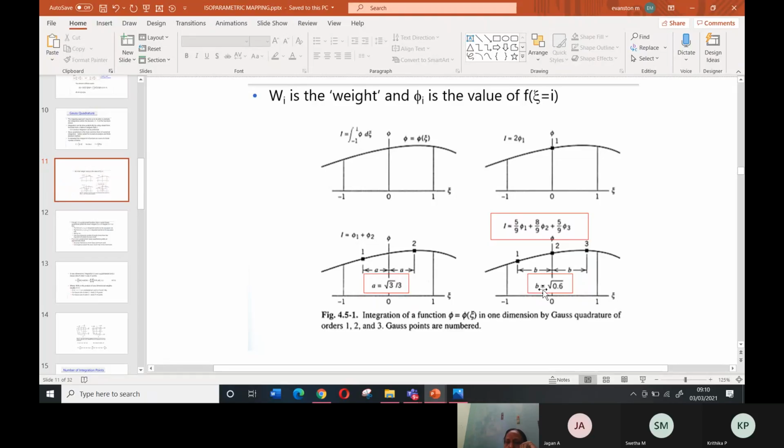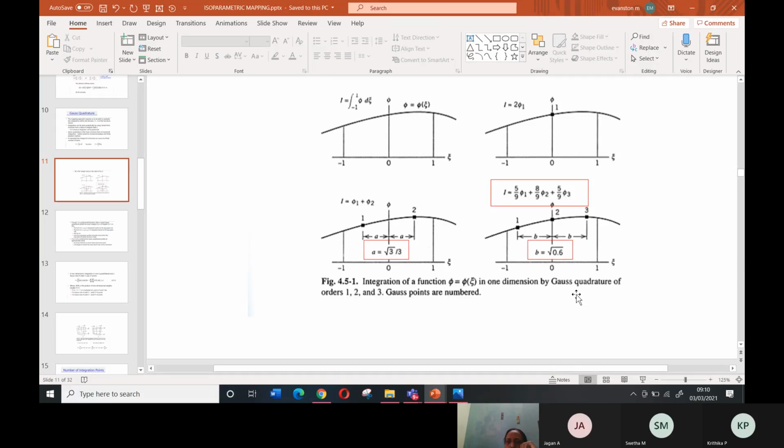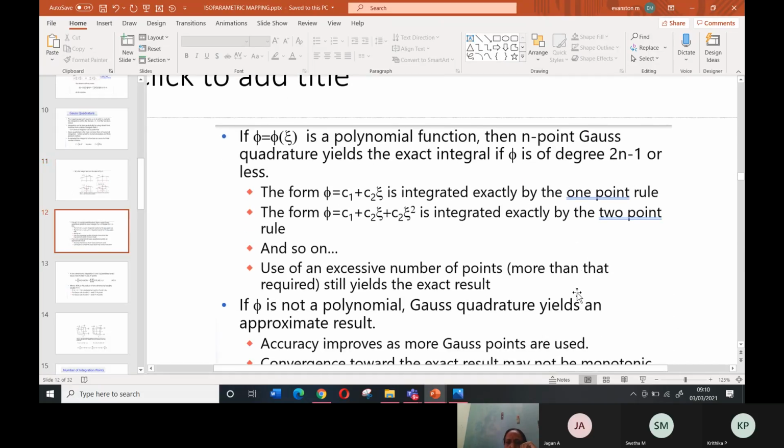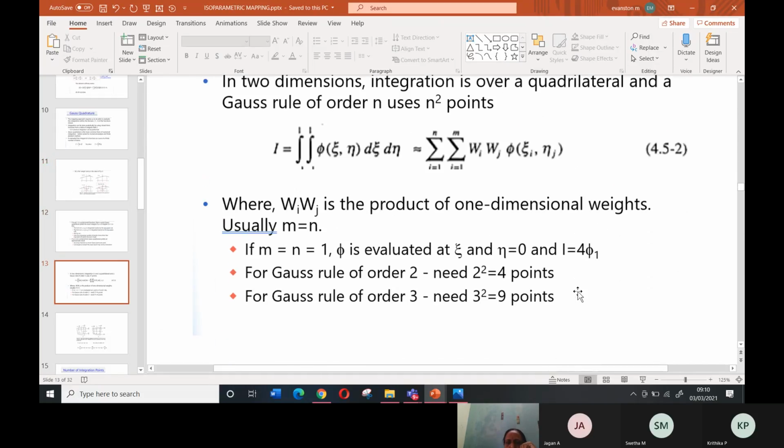Instead of 2 points, if I consider 3 points on the curve, points 1, 2, and 3, I'll get a little more accurate solution. But the distance you have to take is b is equal to root of 0.6. If you consider it like that, you can get the value exactly. That's what numerical integration means. So we have started the problem.